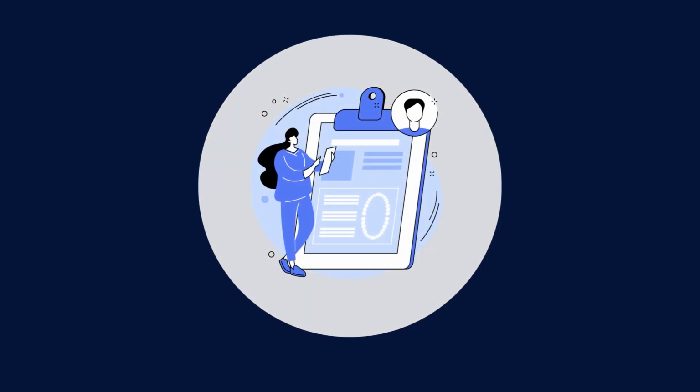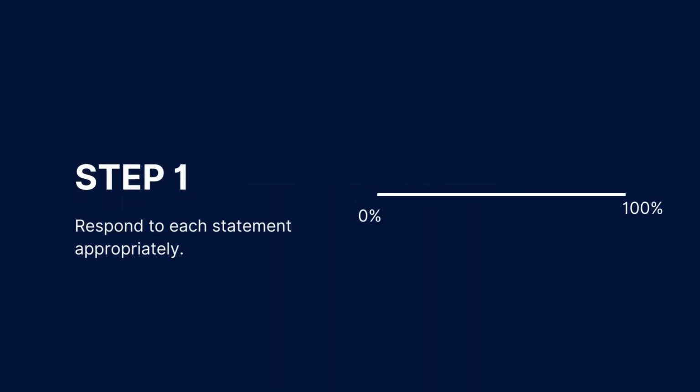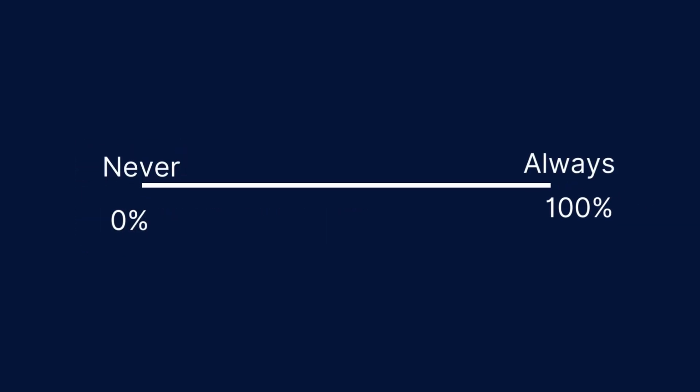To use our Dissociative Experiences Scale, follow these steps. Download our free DES scale off our Carepatron platform, which you can find the link in the description. Respond to each statement appropriately using the scale provided by the template. The scale used starts with 0% being never and 100% meaning always, with 10% increments in between.